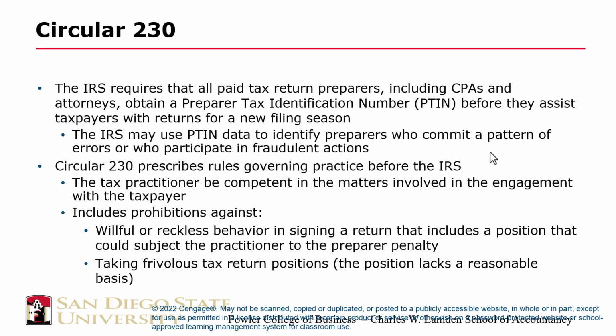So Circular 230, which again is technically a Treasury reg, governs practice before the IRS, and it says, look, tax practitioners should be competent in matters that involve engagement with the taxpayer. It includes prohibitions against willful or reckless behavior, signing returns that include tax positions that could subject the practitioner to a preparer penalty, and certainly taking a frivolous tax return position, which is one that lacks a reasonable basis.